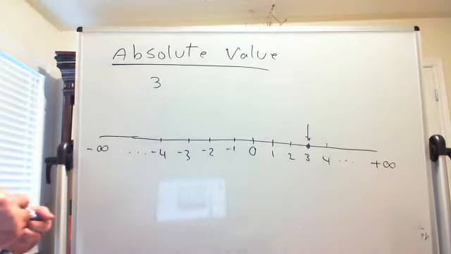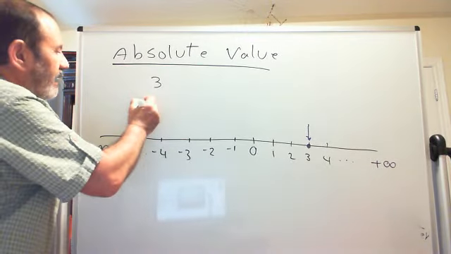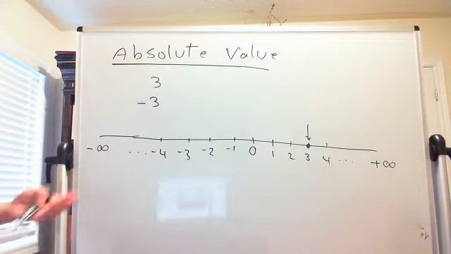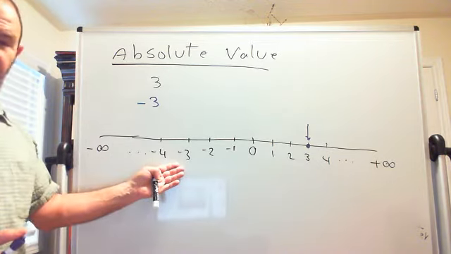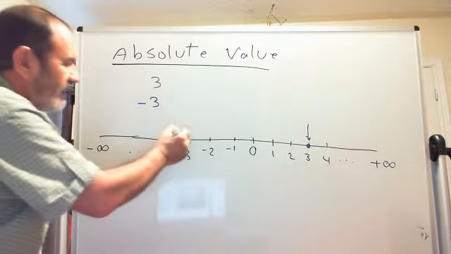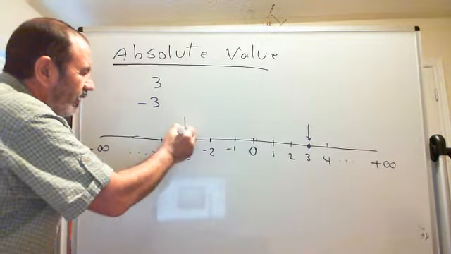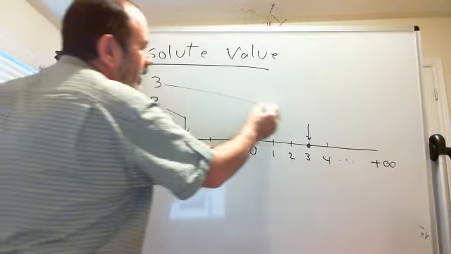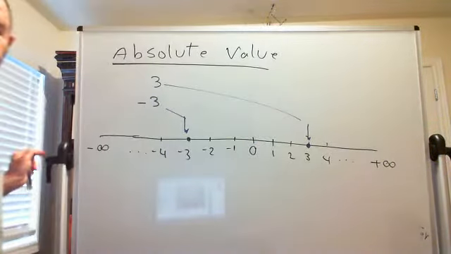Now, if I want to locate negative 3 on the number line, so where is negative 3 on the number line? It is in this one. This is the location of negative 3. So this one is negative 3, and this one is positive 3.